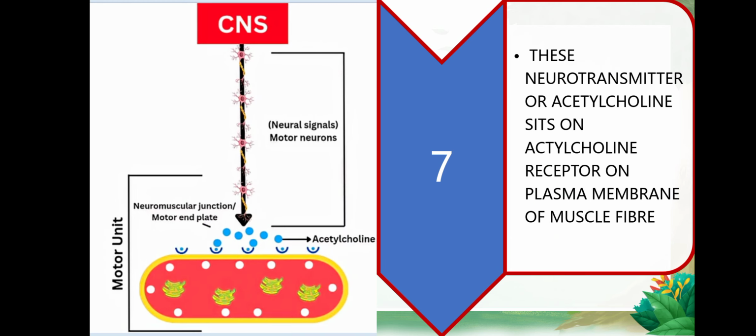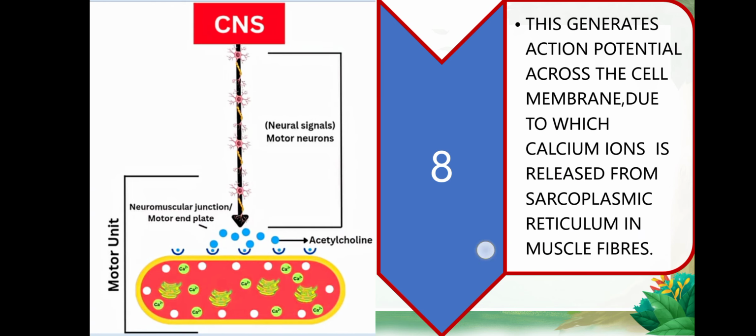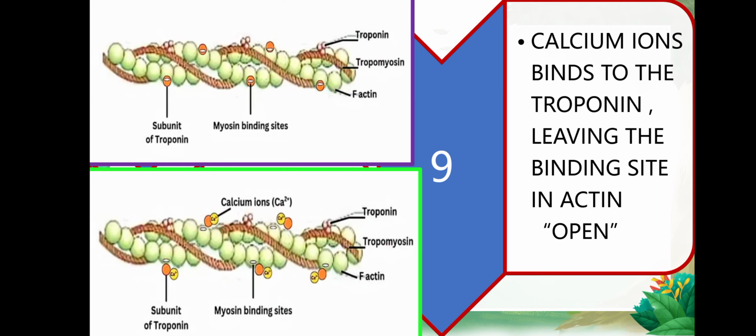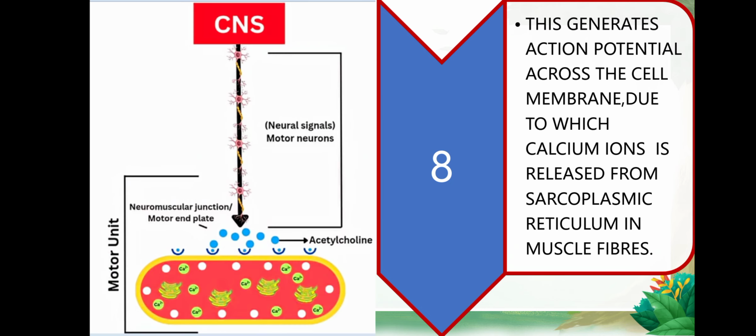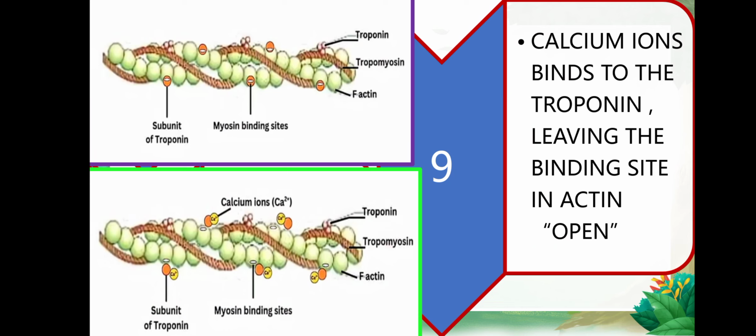So acetylcholine sits on the acetylcholine receptor of the plasma membrane of the muscle cell, and this generates an action potential across the cell membrane, due to which calcium ion is released from the sarcoplasmic reticulum in muscle fibers. Let's hold this point here, and let's see the structure of actin.